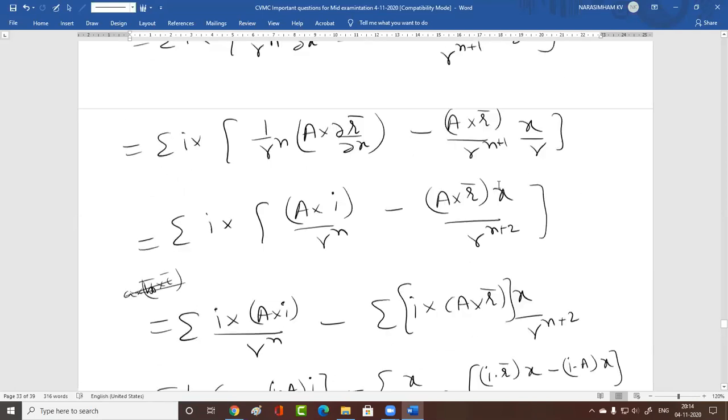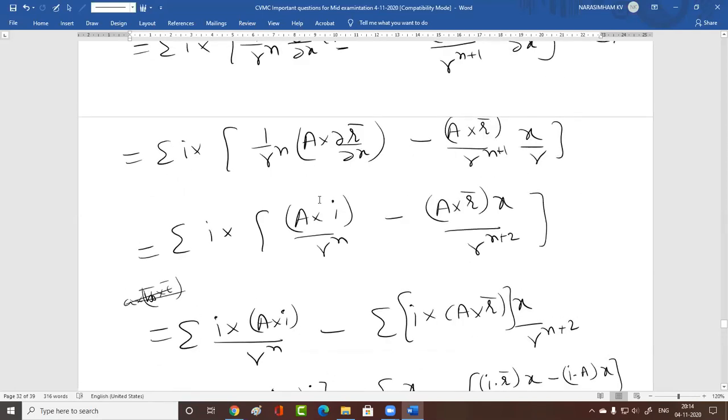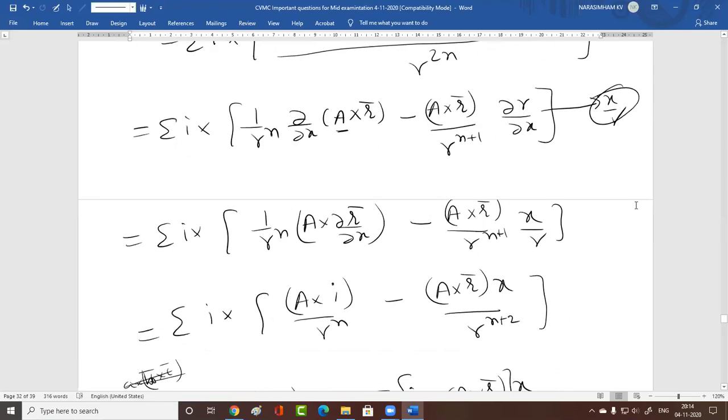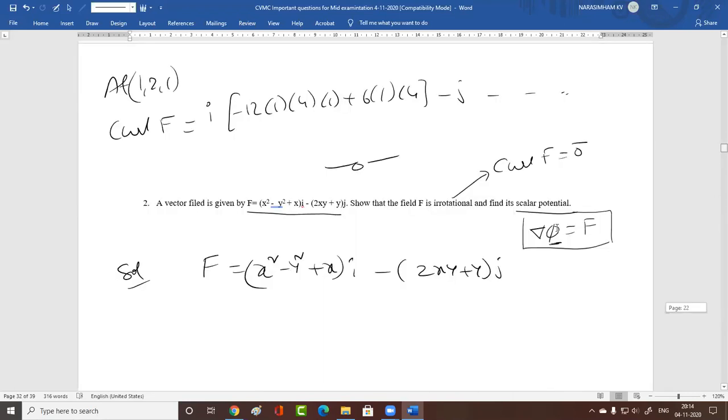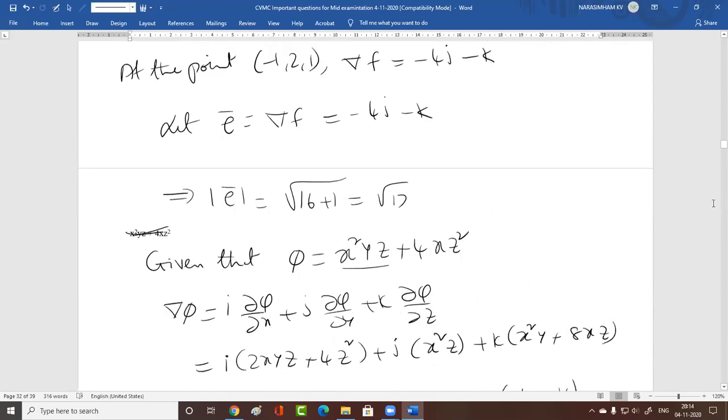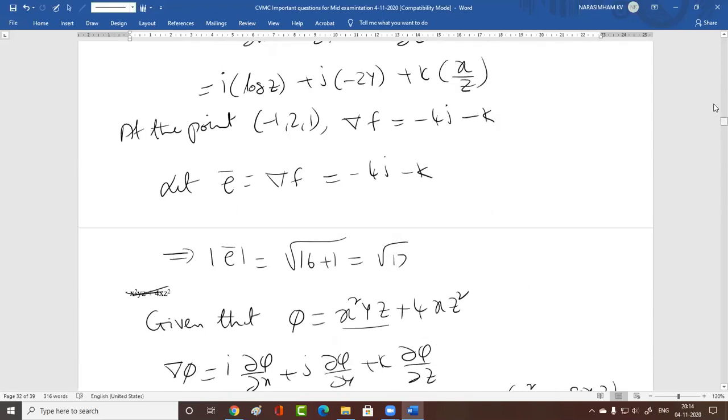Right. I will check that again. What is the answer? Okay. First we will see the answer, then find out the mistake. I think there is no mistake. We will do the simplification.